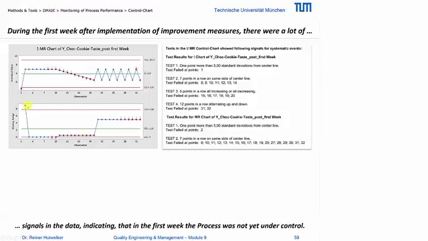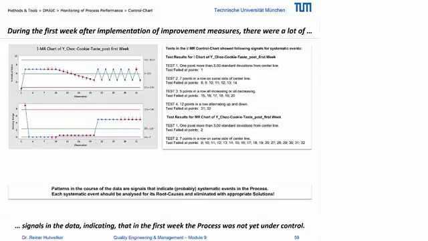For the moving range chart, test 1 also indicates an extreme value, and test 2 points to several values in a row on the same side of the center line. To get the process under control, each systematic event should be analyzed for its root causes, and they should be eliminated with appropriate solutions. This strategy might become a little cumbersome, but the result can be a controlled process with only random variation.